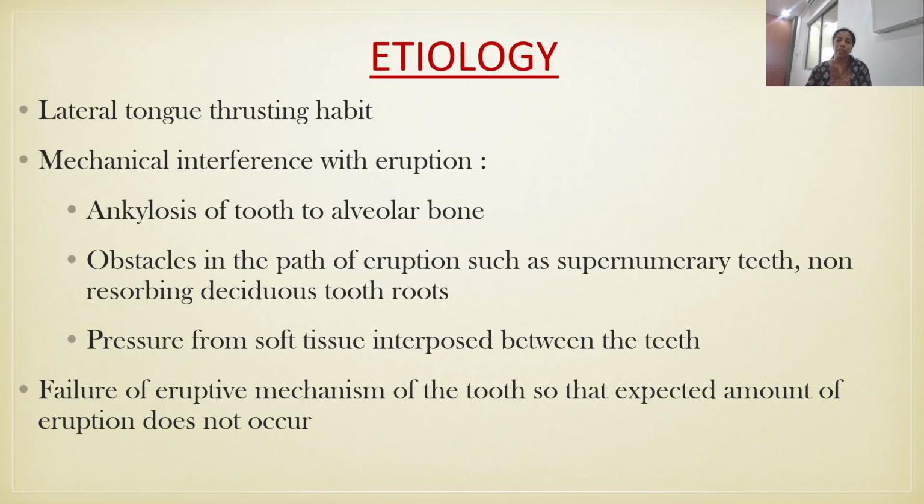The most common etiology is a lateral tongue thrusting habit. Mechanical interference with eruption, that is ankylosis of the tooth to the alveolar bone, obstacles in the path of eruption such as supernumerary teeth and non-resorbed deciduous tooth roots, and also pressure from soft tissues interposed between the teeth. Next is failure of the eruptive mechanism of the tooth, so that the expected amount of eruption does not occur.